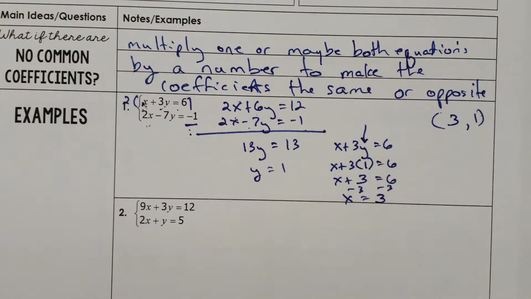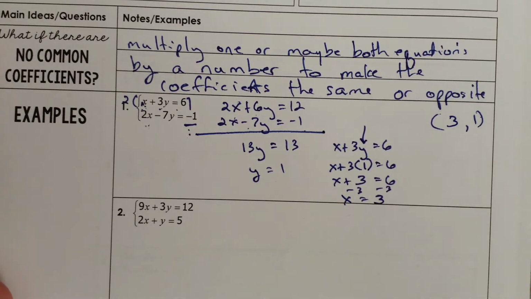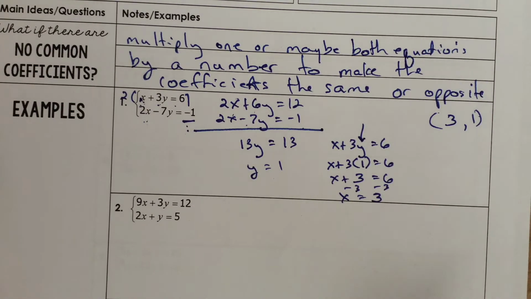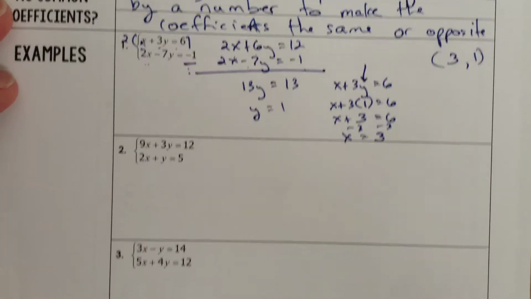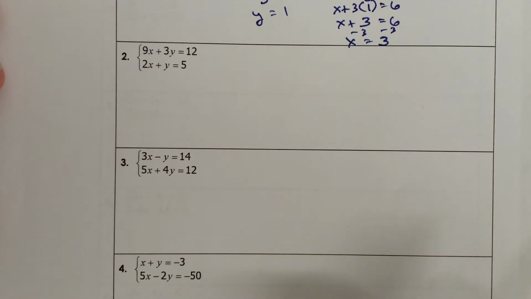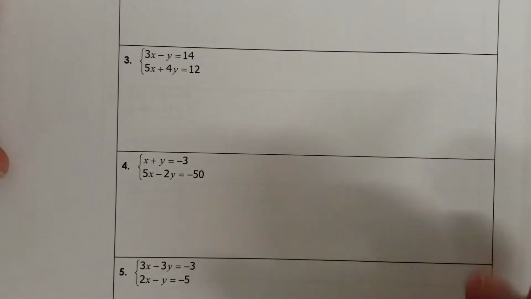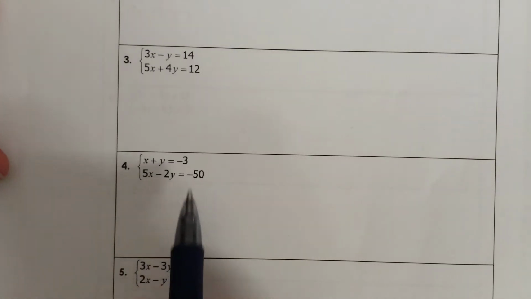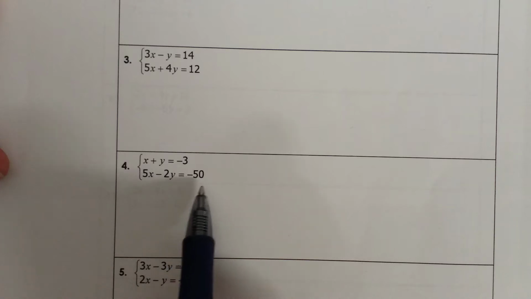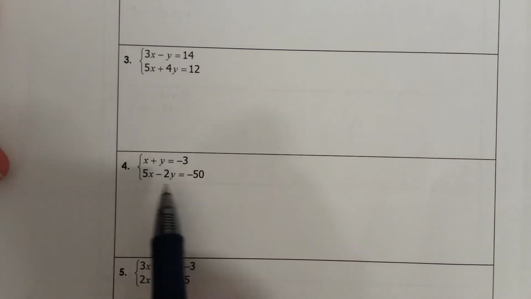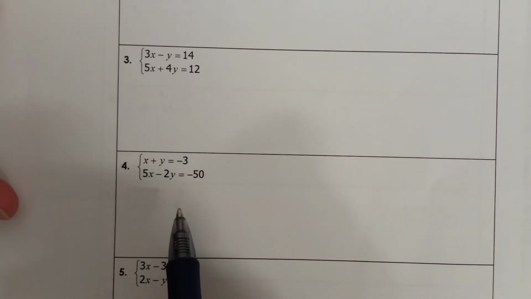So you can still use elimination even if the coefficients are not the same or opposite. You just need to fix one of the equations. So for example, let's look at number 4. x plus y equals -3 and 5x minus 2y equals -50. They're lined up, but the numbers don't match, or they're not opposites.